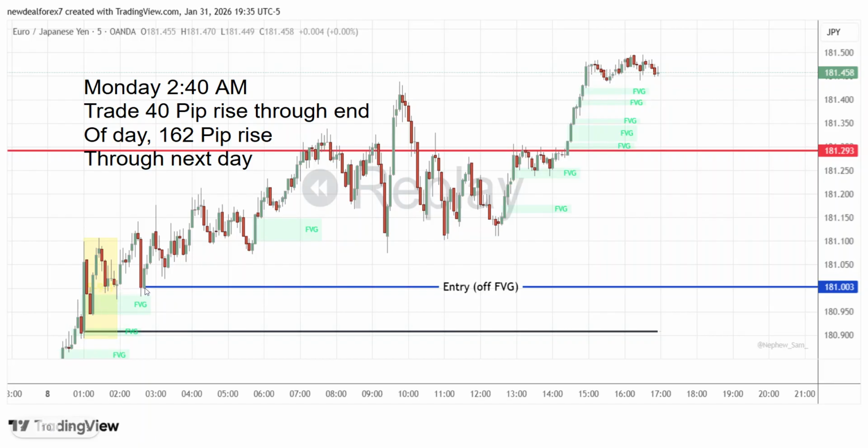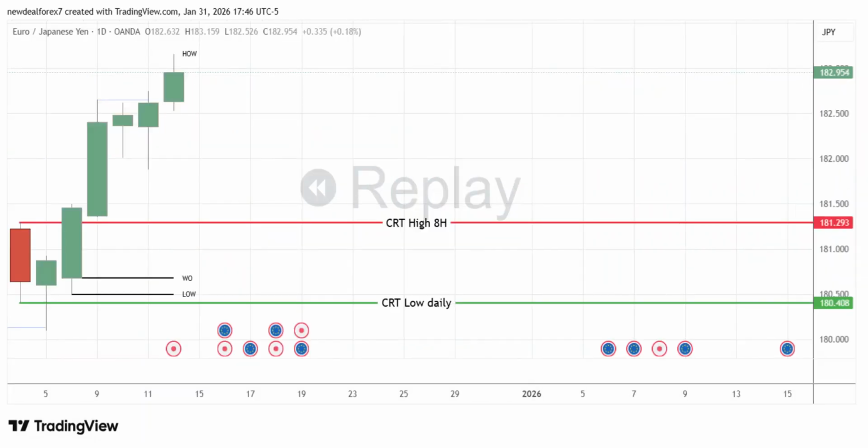It gave plenty of opportunity, but I did an entry to a fair value gap right here at 2:40 a.m. And if you would have gotten in right here, that would have been a 40 pip rise through the end of the day. Or if you held overnight, it would have been here and also this candle right here, the next day. So this was Monday. If you held through Tuesday, you could have got about 150, 160 pips between day one and day two. Okay, so this is candle one, two, three.